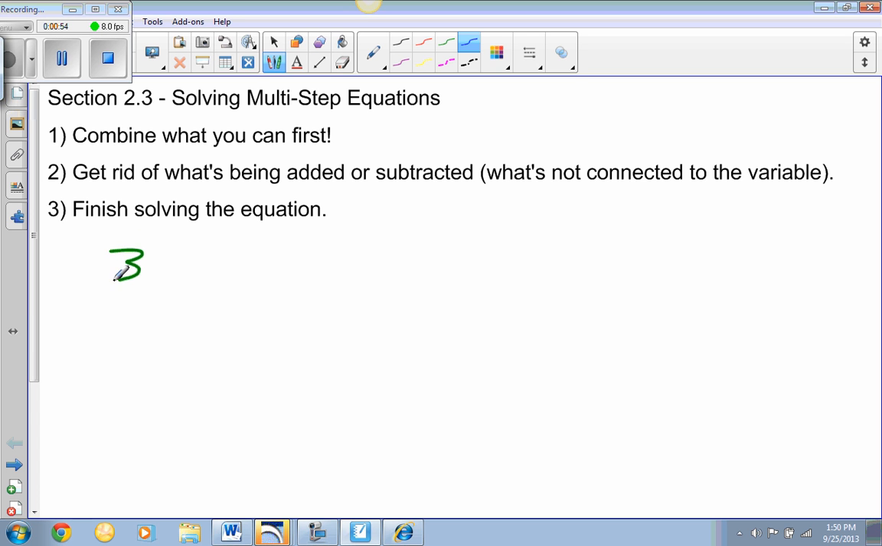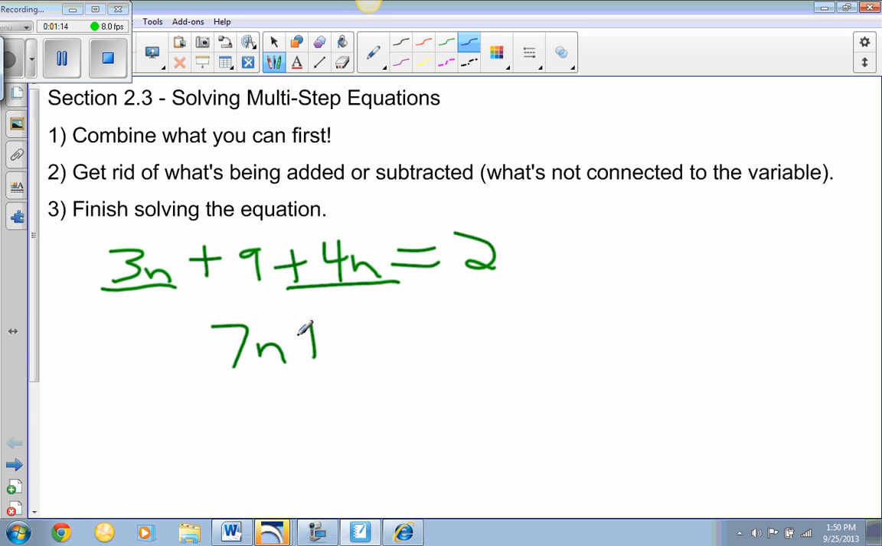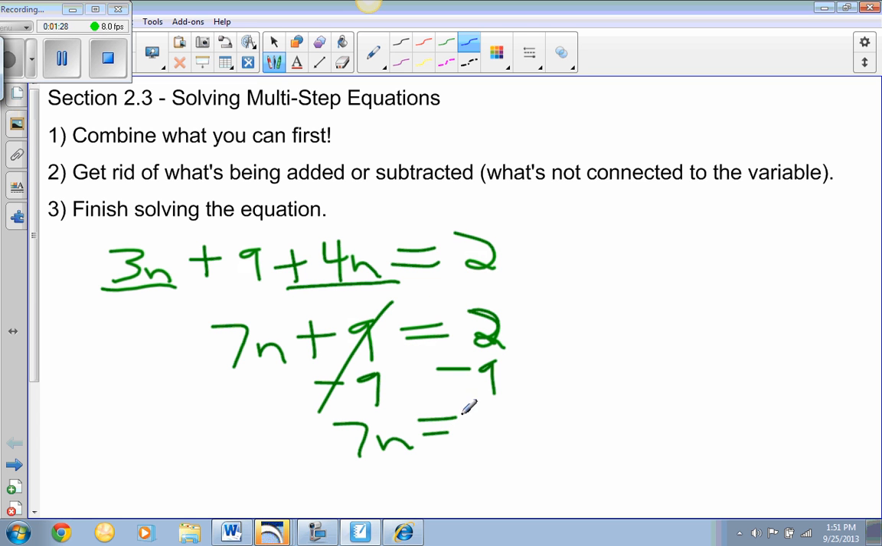So 3n plus 9 plus 4n equals 2. Okay, well, you can see on the left-hand side, I have a 3n and I have a 4n. So obviously I can combine those. 3n plus 4n, so I have 7n plus 9 equals 2. Now I'm just back to a two-step equation. Okay, so I go ahead and get rid of the 9 because it's not connected to the n. So minus 9, 7n equals -7.